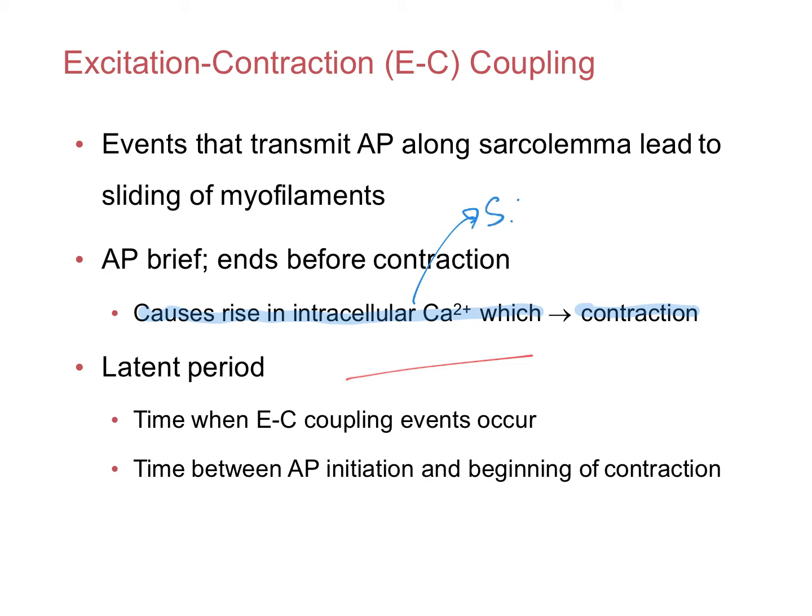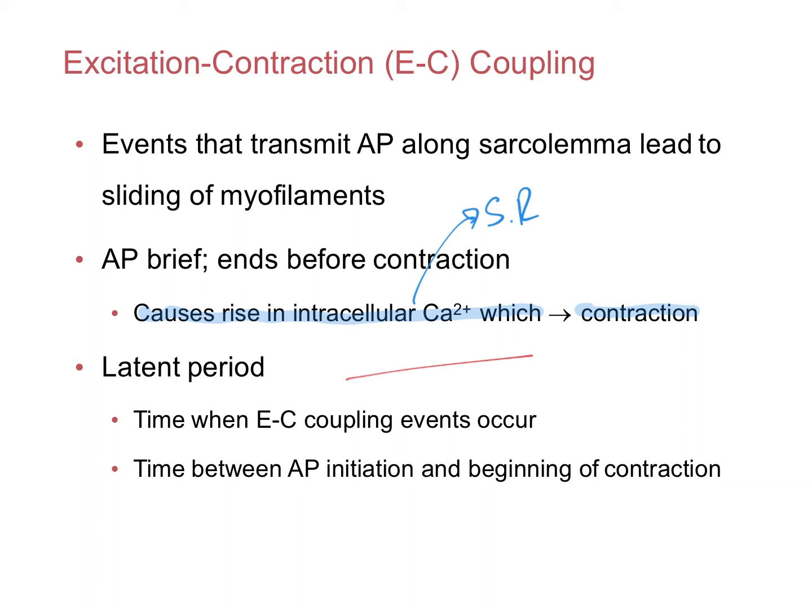The sarcoplasmic reticulum. So if the sarcoplasmic reticulum is where it stores and releases calcium, we have to have a way of connecting the excitation, the action potential that's happening on the membrane, to the sarcoplasmic reticulum, and that is where the triads come in.